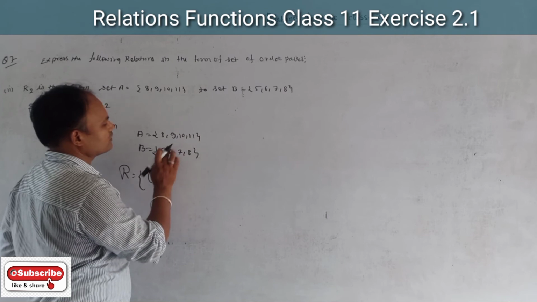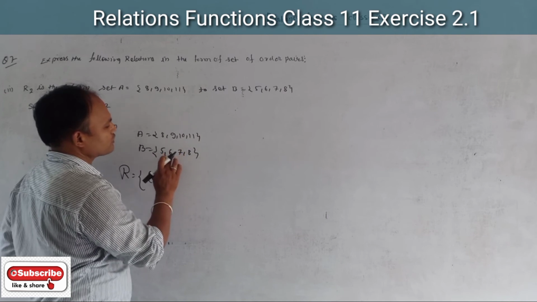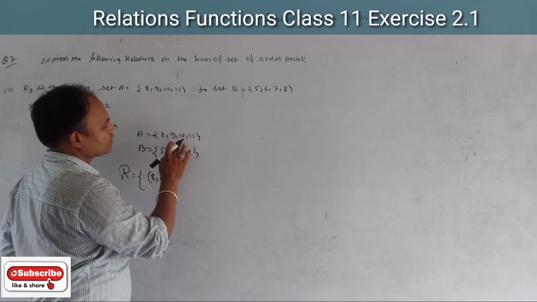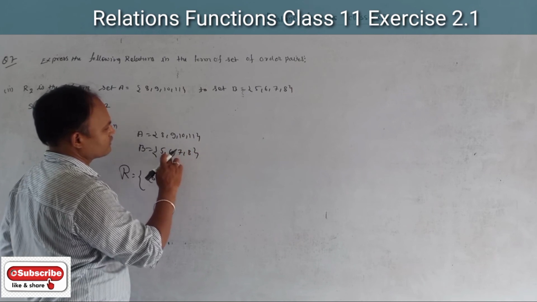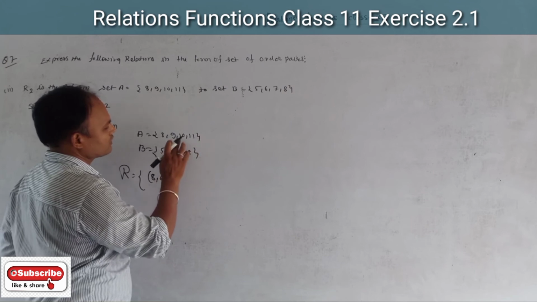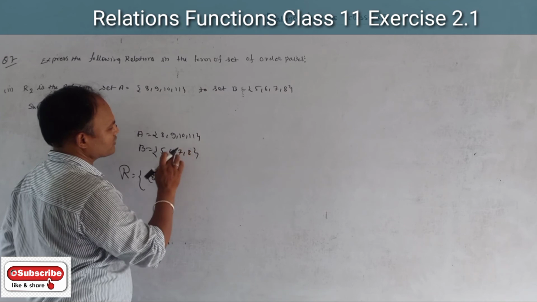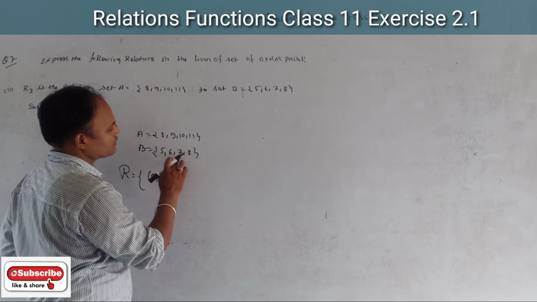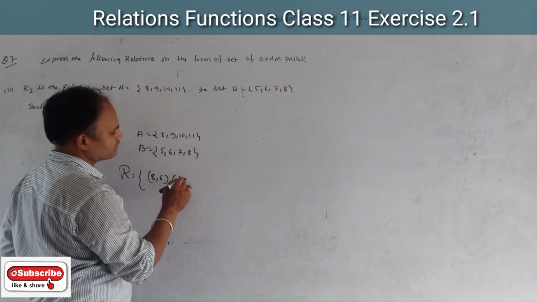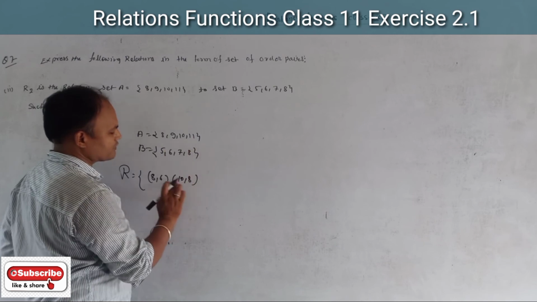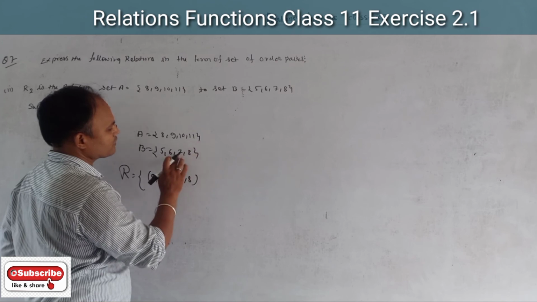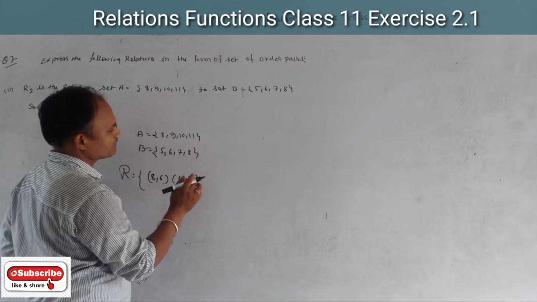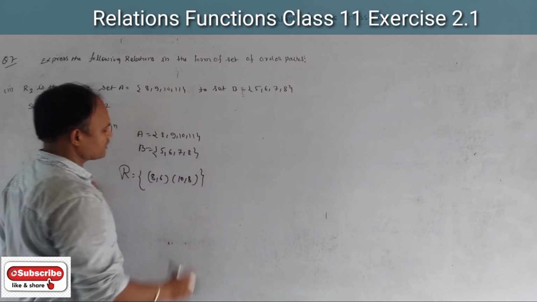(9, 5) not possible. (9, 6) not possible. (10, 5) not possible. (10, 6) not possible. (10, 7) not possible. (10, 8) is possible, because the difference between them is 2. Okay. (11, 5) not possible. (11, 6) not possible. (11, 7) not possible. (11, 8) not possible.